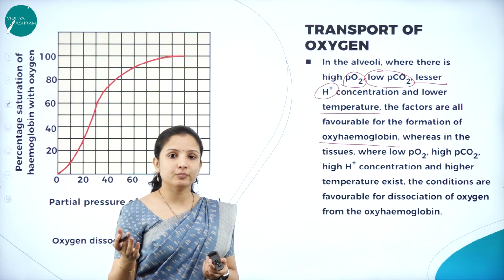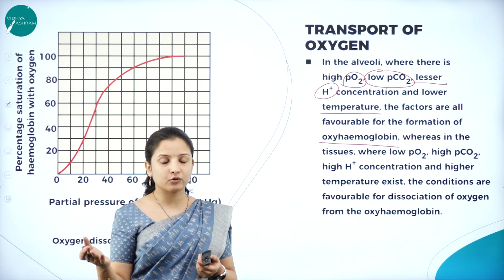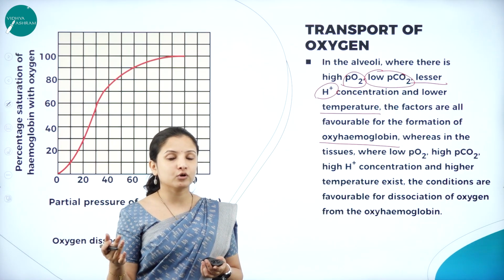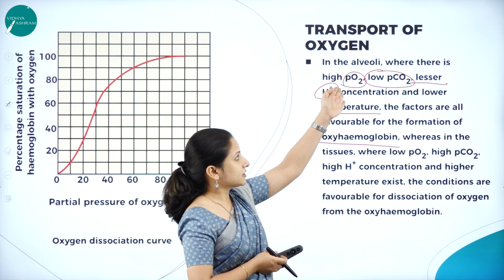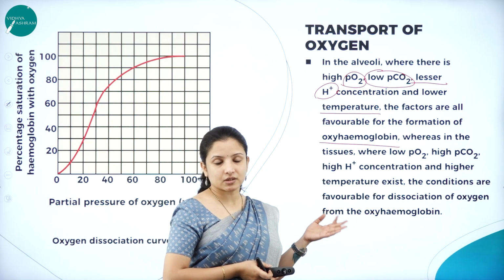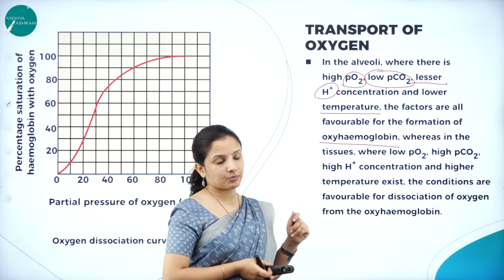How will oxyhemoglobin be formed? When oxygen binds with hemoglobin, it forms oxyhemoglobin. How much oxyhemoglobin gets formed depends on the partial pressure of oxygen, the partial pressure of carbon dioxide, the hydrogen ion concentration and the temperature.